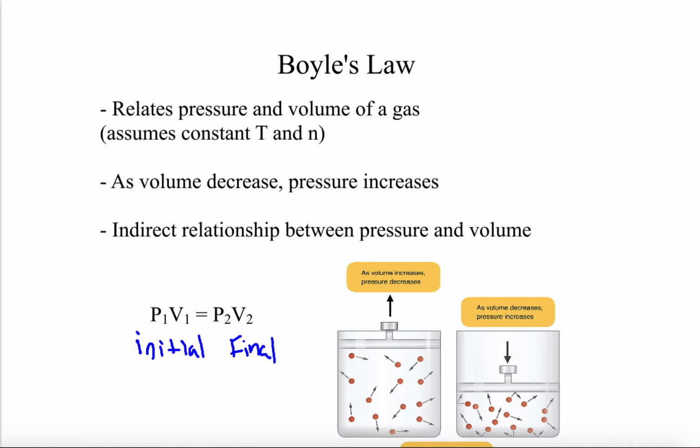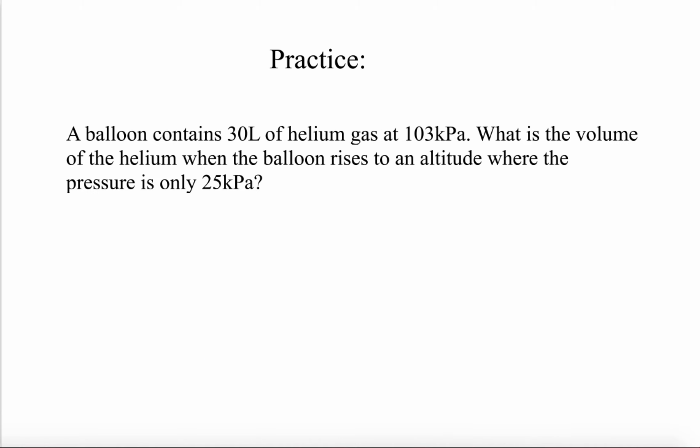Okay, so let's look at an example of when this would be used. A balloon contains 30 liters of helium gas at 101 kilopascals. What is the volume of helium when the balloon rises to an altitude where the pressure is only 25 kPa? So knowing our Boyle's law, we have P1V1 equals P2V2.